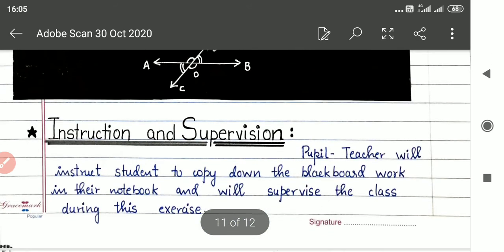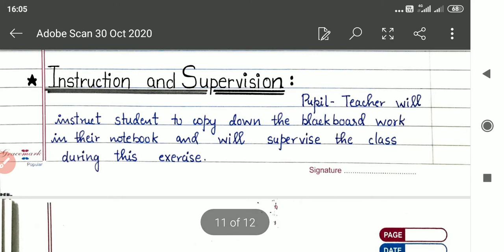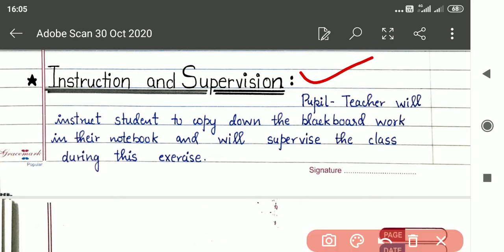And after presenting this, the next heading comes as instruction and supervision. Actually, this heading is meant for the classroom teaching. Whenever the pupil teacher goes to teach this lesson plan, then after displaying the blackboard summary, the pupil teacher will give instruction to the students so that they copy down the blackboard work in their notebooks or text copies.